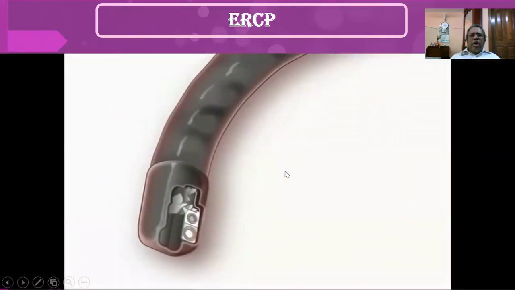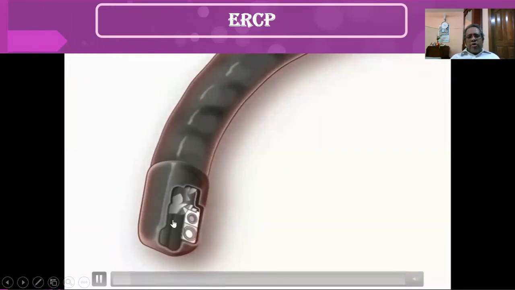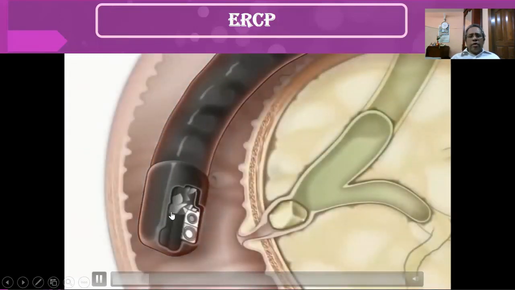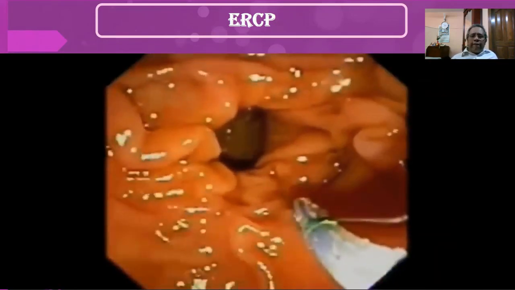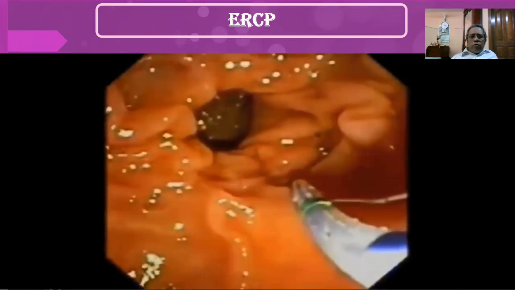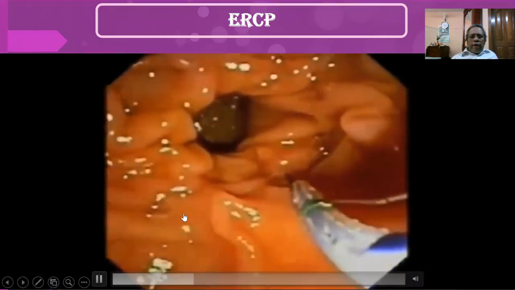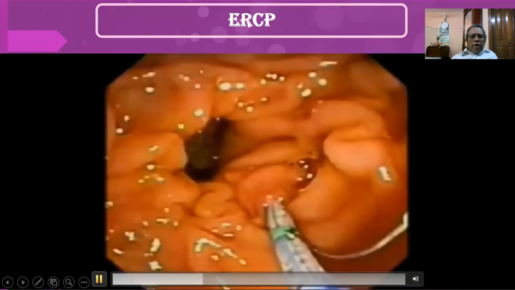Endoscopic retrograde cholangiopancreatography is performed using a side-viewing duodenoscope. The scope is passed from the patient's mouth through the esophagus and stomach to the descending portion of the duodenum. A wire-guided sphincterotome is advanced through the scope to the site of the major duodenal papilla. Cannulation of the major papilla. So first, that is called a cannulation.